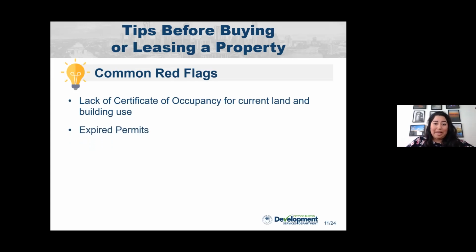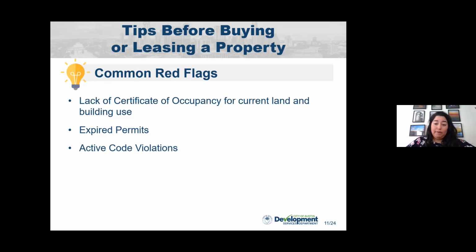You also want to look for expired permits, which can be found doing the permit history search on the Austin Building Connect website. We have had many owners, especially new residential homeowners, that purchased the property and did not know that there were expired permits on the property. So as the new owner, you would be responsible for addressing the expired permits, typically before any new work is approved.